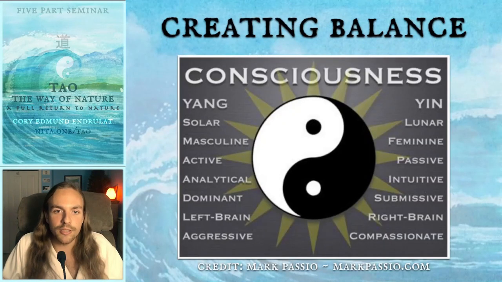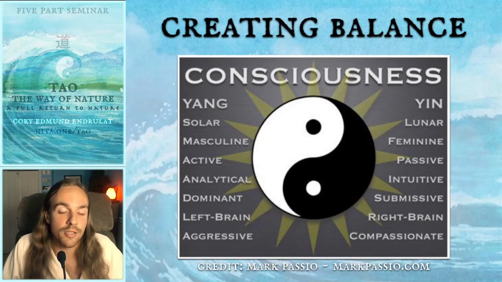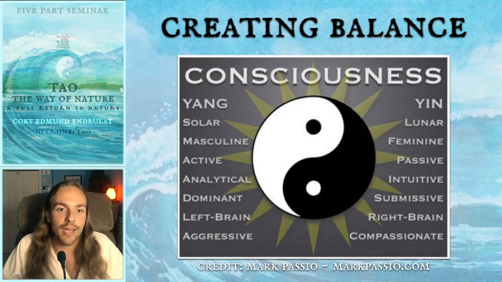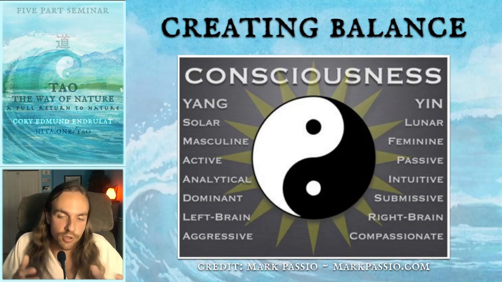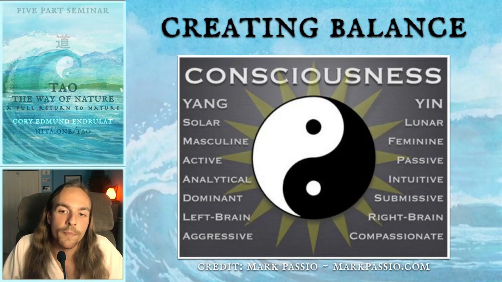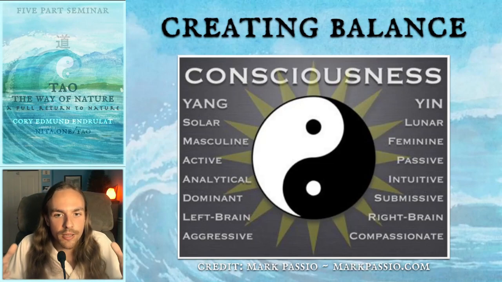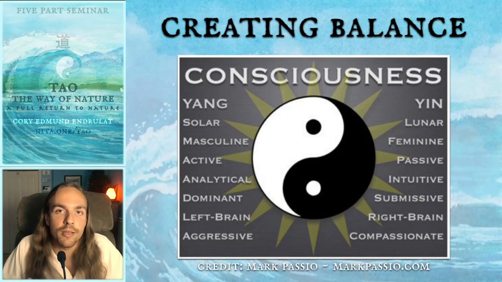And so if you look at the yin-yang symbol, it actually represents consciousness. This is, of course, a chart from Mark Passio, markpassio.com, or whatonearthishappening.com. And you see that he's looking at the yang, which is this white part of the taijitu, and that represents the solar, the masculine, active, analytical, dominant, left brain or aggressive state, the active state. And then you have the yin, which is the dark side of this little taiji symbol. And it's lunar, feminine, passive, intuitive, submissive, right brain, and compassionate. So this symbol really combines many aspects of our reality and brings them together to create a balance.